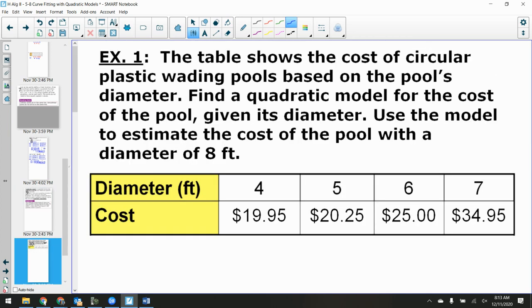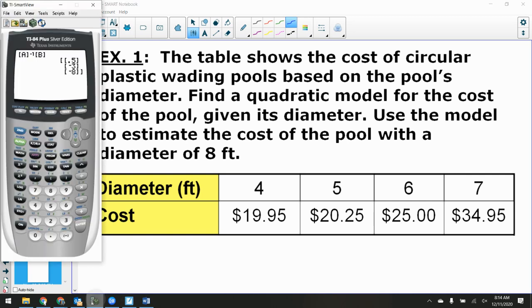All right, so let's do this one. This table shows the prices of wading pools, based on the pool's diameter. Find a quadratic model for the cost of the pool given its diameter. Use the model to estimate the cost of a pool that would be 8 feet. So we've got kids' pools here. They're all circular, and these are the diameters. So I've got a $20 pool, $20, $25, $25, oh sorry, $19.95, and $34.95.